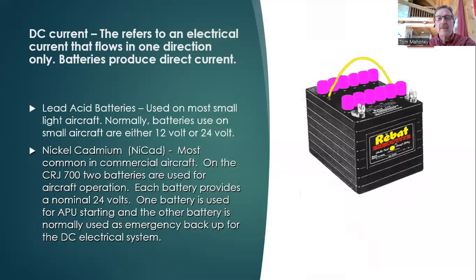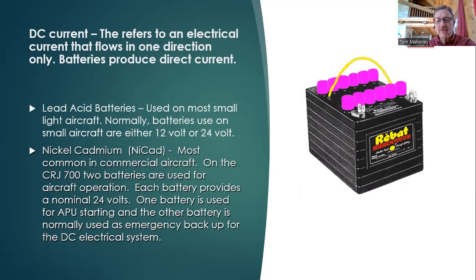DC current refers to an electrical current that flows in one direction only. Batteries produce such a current. A lead acid battery is what's used on most small aircraft. Some of them are going to nickel cadmium. That's fine. It's a good battery. But generally speaking, light aircraft have generally used normal lead acid batteries, either 12 or 24 volts. Then we have another type of battery, as we just talked about, nickel cadmium. We call them NiCads for short, most common on commercial aircraft.